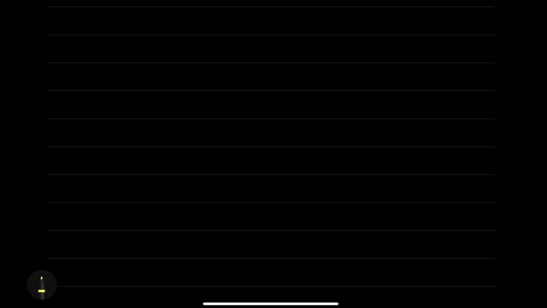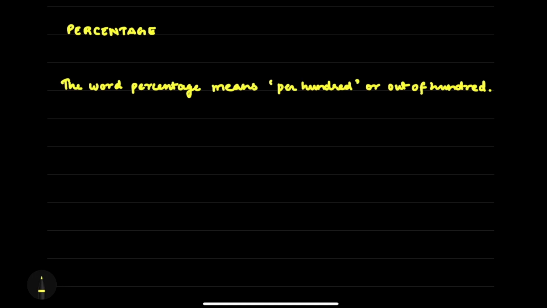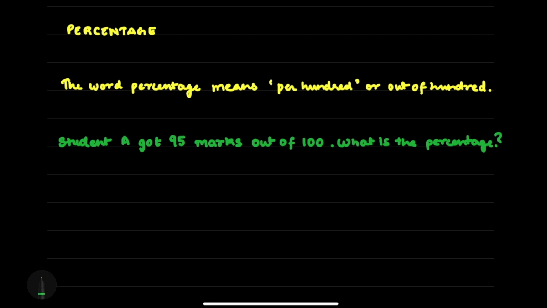So let's first jog our memory down to what a percentage is. In the formal definition, the word percentage means per hundred, or a number out of 100. Let's look at it through the lens of an example. In this question, student A has got marks of 95 out of 100, and we need to find out what the percentage is for that.